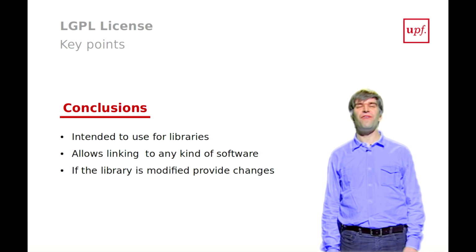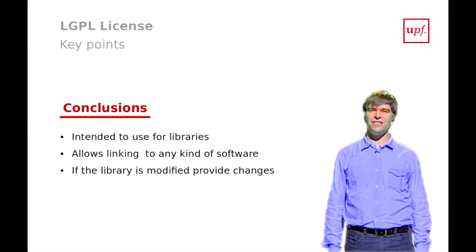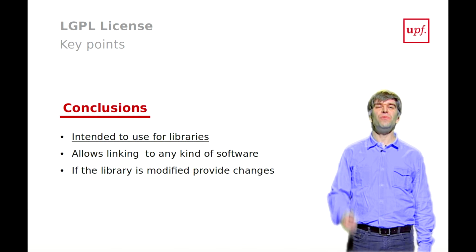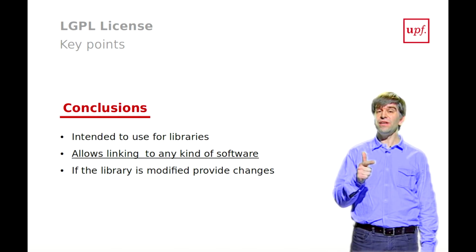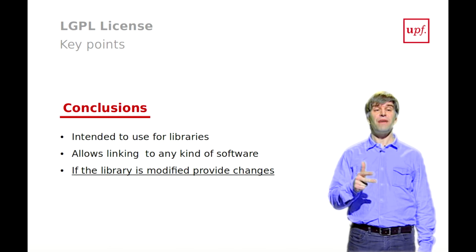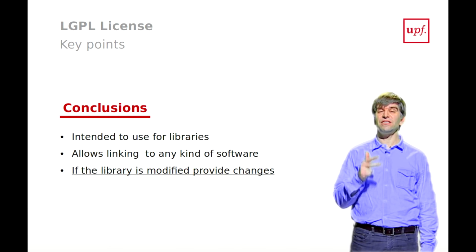Conclusions. How could we define this license in 3 short sentences? First, it is intended to be used in libraries. Second, it can be linked to any kind of software, including commercial ones. And third, if the library itself is modified, then the changes have to be provided.